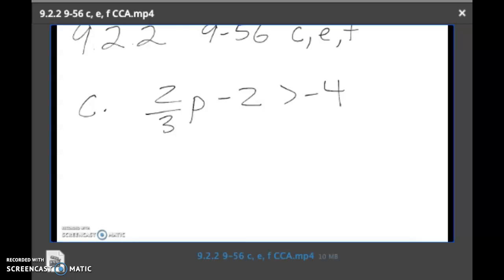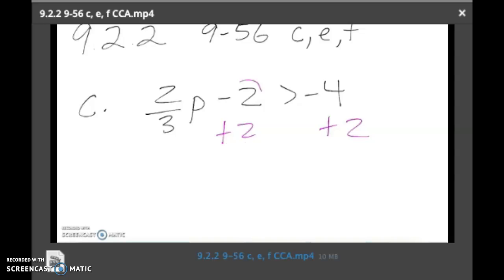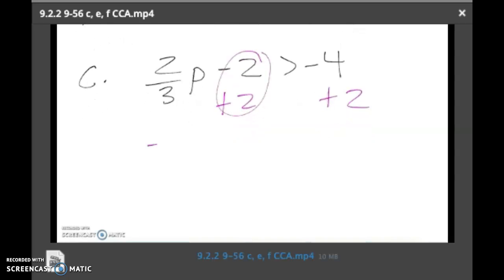So we solve these like regular equations. We're trying to get the variable alone. So I'm going to start by adding 2 to both sides. And so that leaves me with 2/3 P is greater than -2.